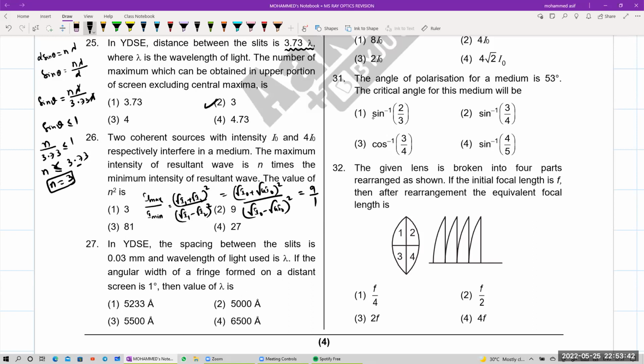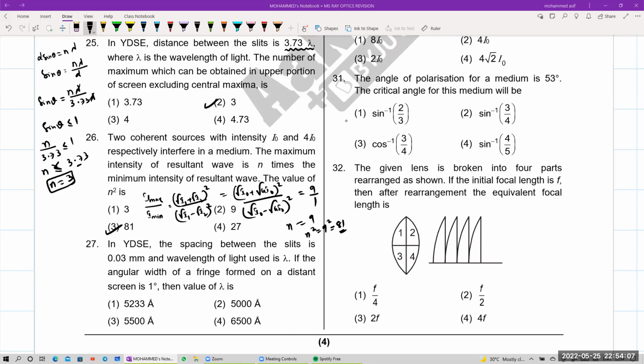The maximum intensity of resultant wave is n times the minimum. यानी I max is n times of your minimum. यानी n की वैल्यू हो गई 9. तो n square की वैल्यू will be equal to 9 square. 9 square मतलब कितना? 81. So third option will be the answer. ठीक है? n square की वैल्यू पूछा, n की वैल्यू नहीं पूछा. मालूम है मैक्सिमम बच्चों वही रिजल्ट कम करके आते हो.